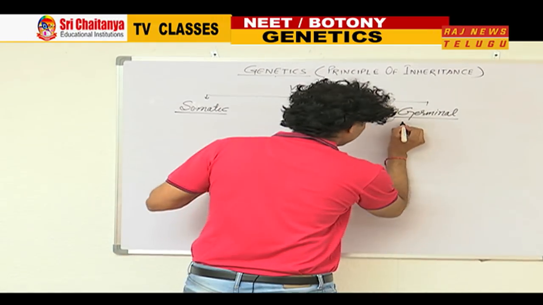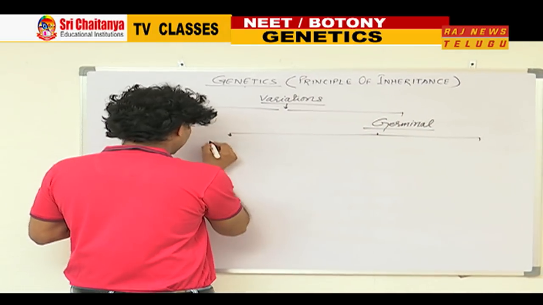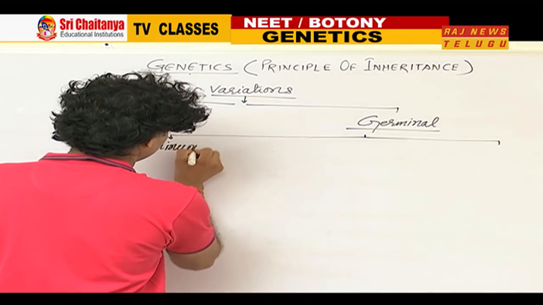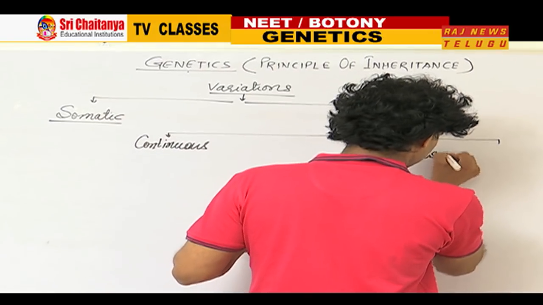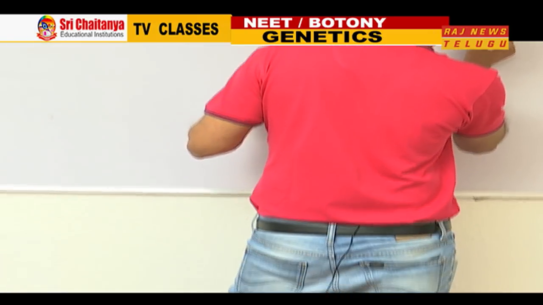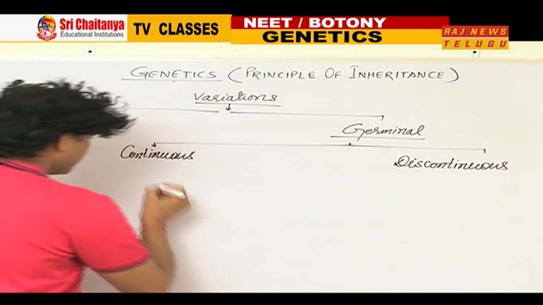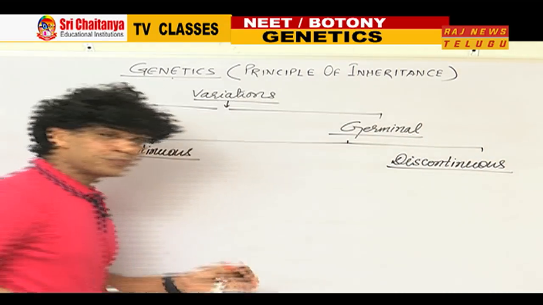Germinal variations can further be divided into two categories: continuous variations and discontinuous variations. What is the meaning of these words? Continuous variations and discontinuous variations.